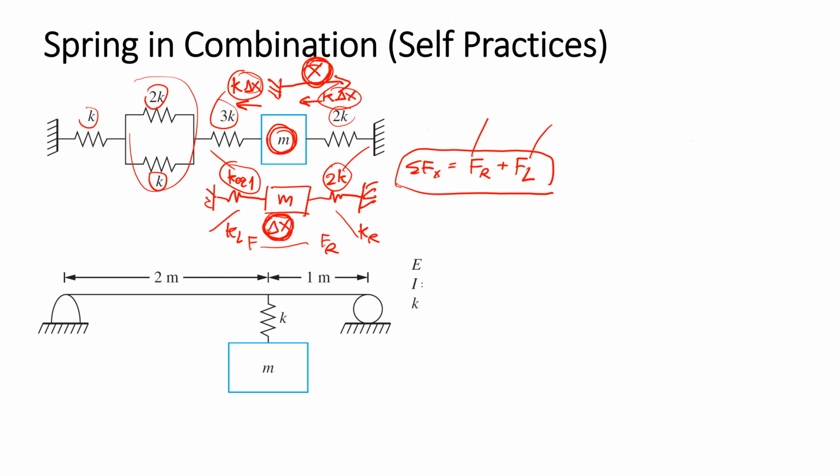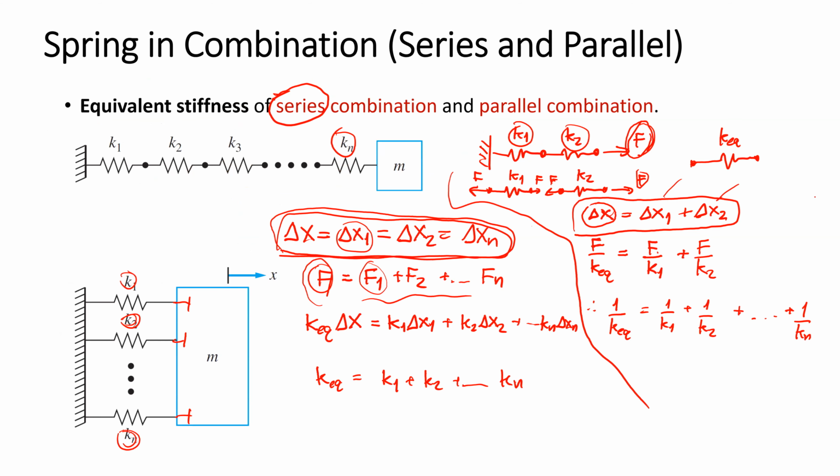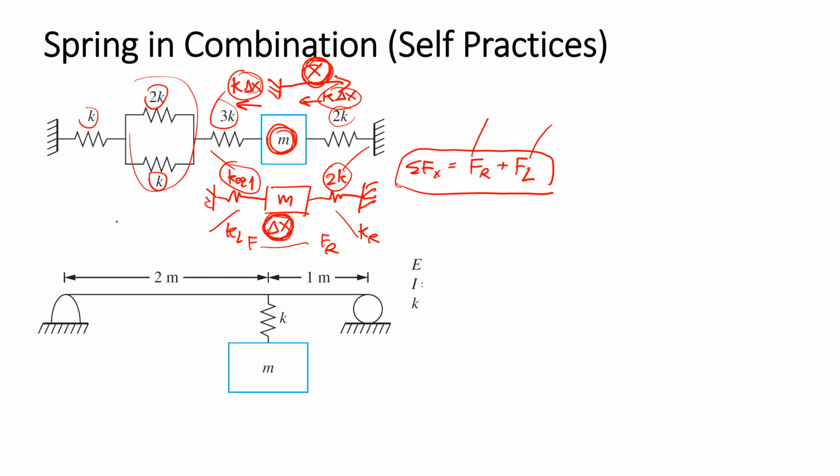So when we come back to here, in which case is displacement a constraint and the force needs to be combined? The parallel one. Yes. So be careful. Here, delta X are the same and force needs to be combined. So in this case, the springs connect with each other in parallel combination.